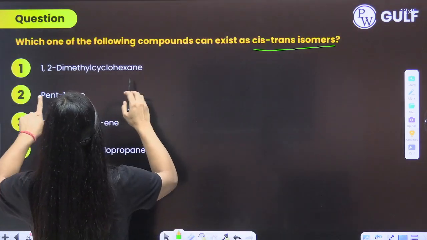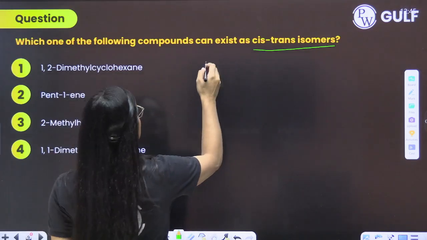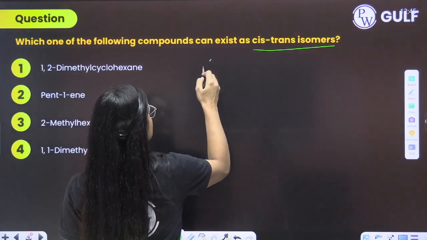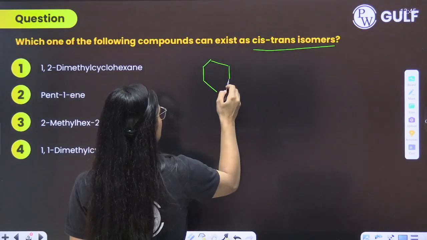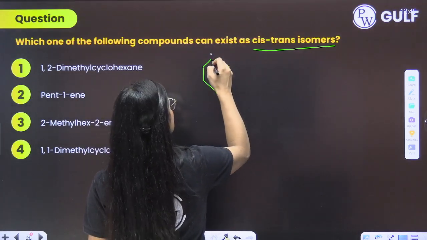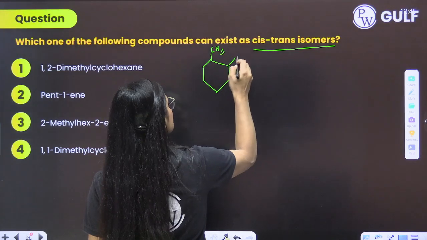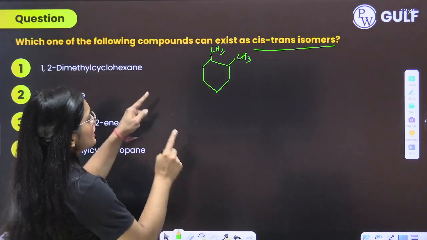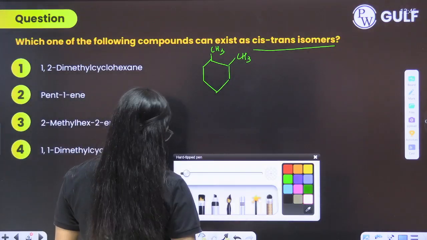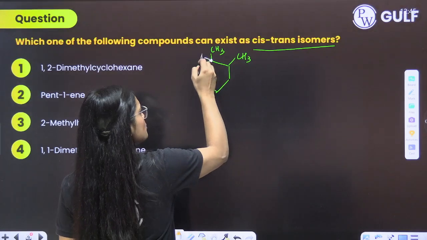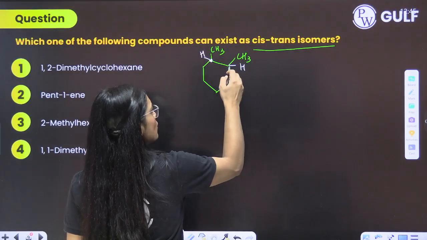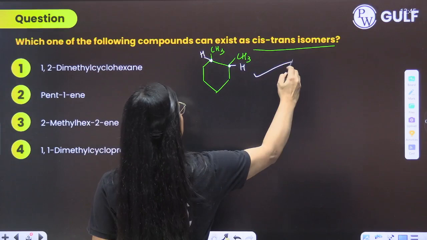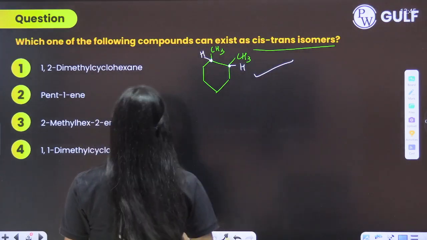If I talk about option number 1, you have 1,2-dimethyl cyclohexane. This is your cyclohexane, and at first position you have a CH3 group, and at second position you have a CH3 group. Of course, this is going to show geometrical isomerism. This carbon has different groups, hydrogen here, and this one also has different groups. So it will show geometrical isomerism. Option 1 here is the right answer.